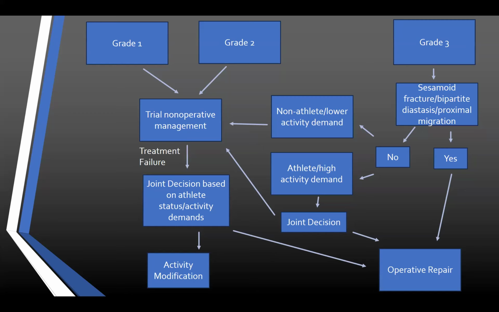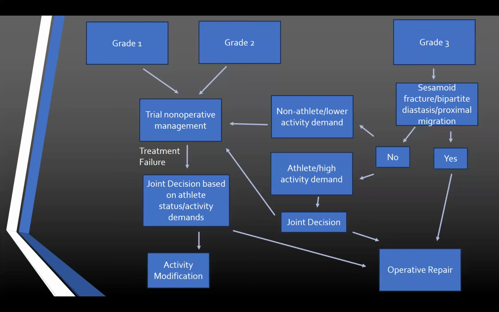When it comes to grade 3s, I think that if there is significant evidence of sesamoid fractures, diastasis, proximal migration, that should be an indication to lean more straight towards an operative repair, as these are often not going to get better. You're going to have significant altering of the biomechanics of the joint, and these should be managed more operatively.